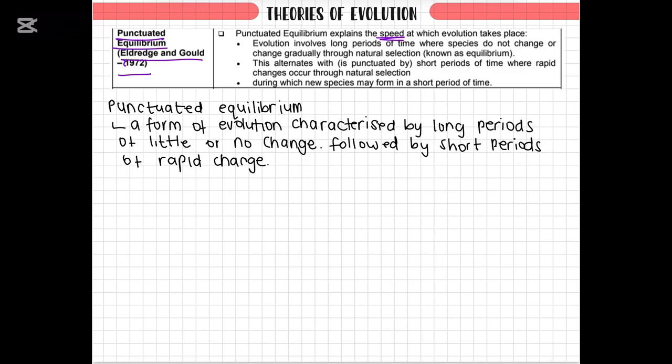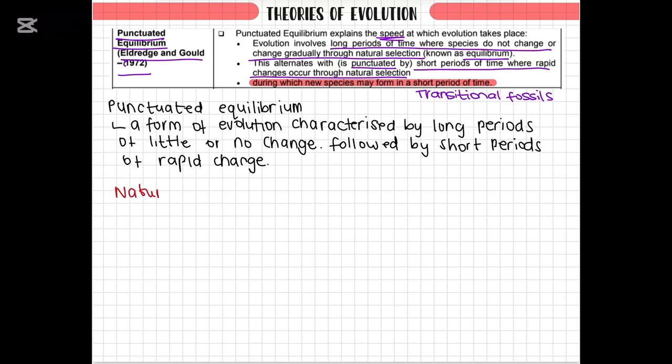Looking at the description from the exam guidelines, the term equilibrium is when species don't change, while the term punctuated is when there are short periods of rapid change, and this results in species forming in a short period of time. There's a term transitional fossil. These are fossils that show a transition between species. So punctuated equilibrium is supported by the lack of transitional fossils, or rather the absence of.